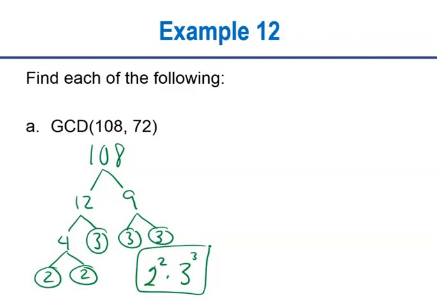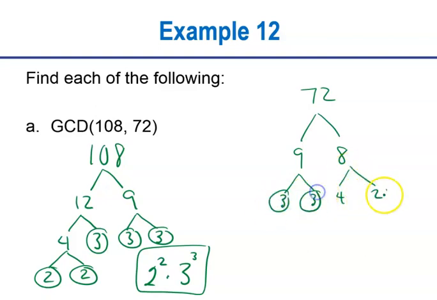Now let's take a look at 72. 72, you might think about as 9 times 8. 9 breaks down into 3 times 3. 8 breaks down into 4 times 2. Of course, 3 and 2 are prime numbers, but 4 breaks down again. And if I write the prime factorization for 72, I have 2 to the third times 3 to the second power.